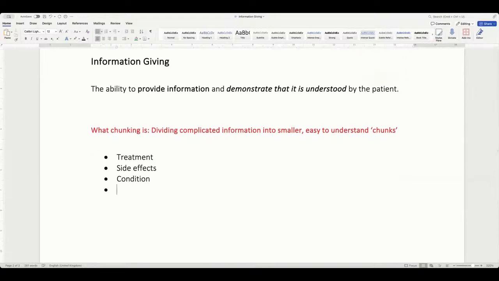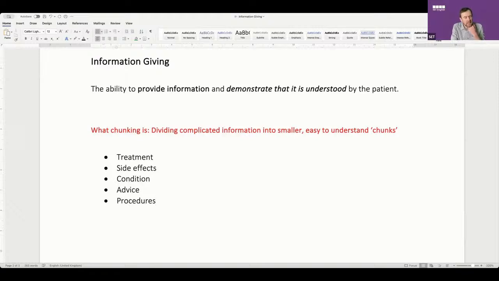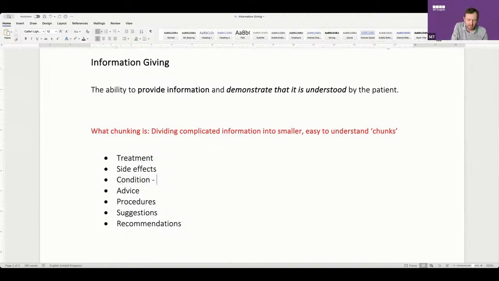Treatment, procedure maybe. Procedures, I suppose they come under treatment, but not always. Advice, suggestions, recommendations. I guess they're all the same, aren't they? And they're not all the same, are they? Because treatment and condition, that's going to be mainly information, isn't it?